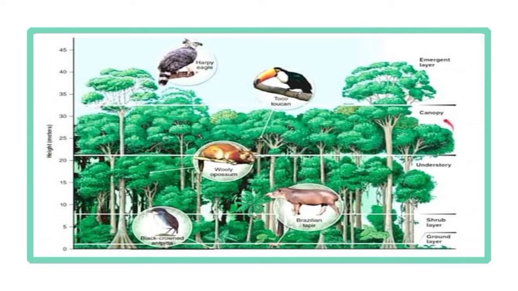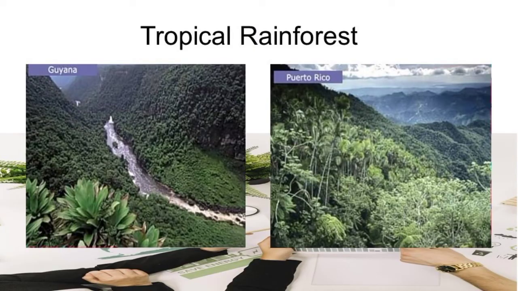You can also find different organisms in each layer. Harpy eagles are found in the emergent layer. Birds such as the toucan are found in the canopy layer. You have your opossum and Brazilian tapir found in the ground layer. So they have such varieties and such different levels of vegetation, and that also allows different organisms, different animals, to survive as well.